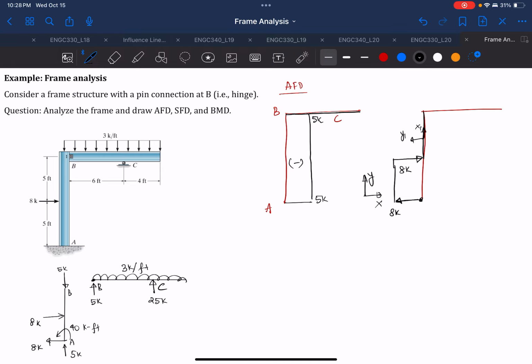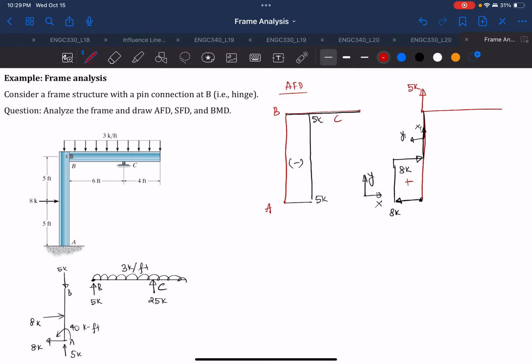So what it means is that this section of the member will experience a shear force of 8K, and this section of the member will experience a shear force of 0. So there's no shear force at all in this half of the section, and half of the section will experience a positive shear force. And then for 5K, because this beam BC is the same as your global axis, we'll draw 5K going up in a positive shear, because this 5K will produce a positive shear.